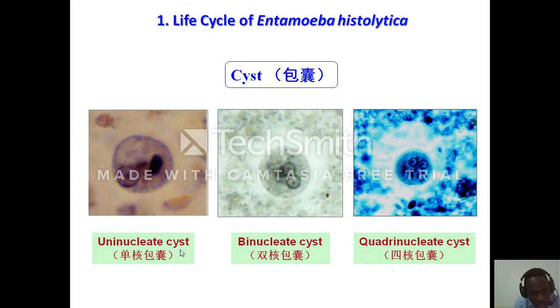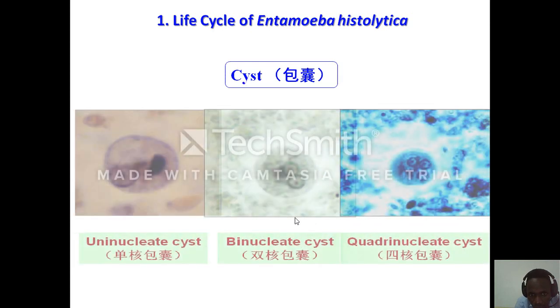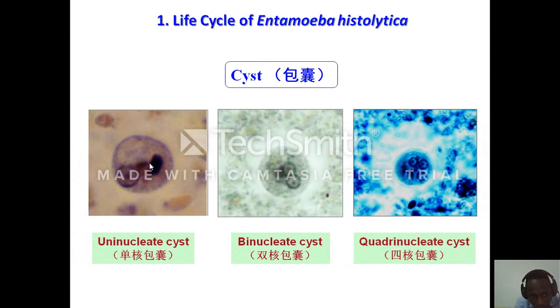This is how a uninucleate cyst looks like. Uninucleated cyst, just one nucleus. You can see it here. Just as in the previous slide, you can see one nucleus. In the uninucleated cyst, one nucleus, and we have a thick chromatin body and a glycogen mass. The same thing here. Uninucleated cyst, one nucleus, thick chromatin body, and the glycogen mass also. Now, binucleated cyst, you can see two nuclei looking circular, just like here, circular.